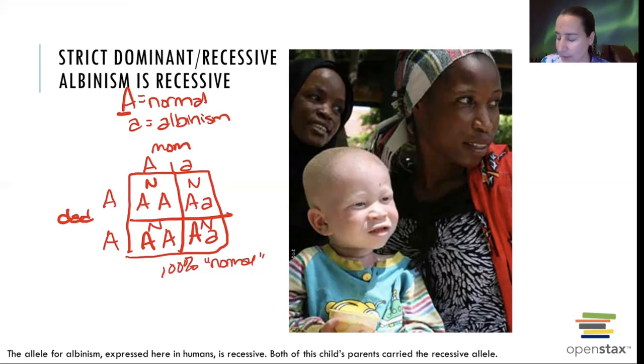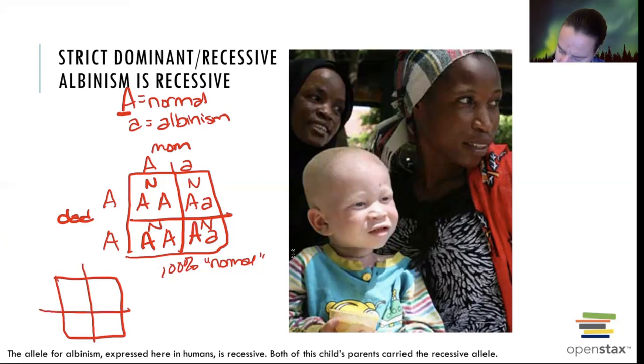Let's see if mom was a carrier and dad was a carrier. So let's try a new one. We could do it different. We'll do mom over here and dad over here. If mom was a carrier, we'd write her as an uppercase and a lowercase, right? She's heterozygous. If dad is a carrier, uppercase and lowercase because he's heterozygous. And then let's bring the genes down and across. A for dad, lowercase a for dad. Capital A for mom, lowercase a for mom.